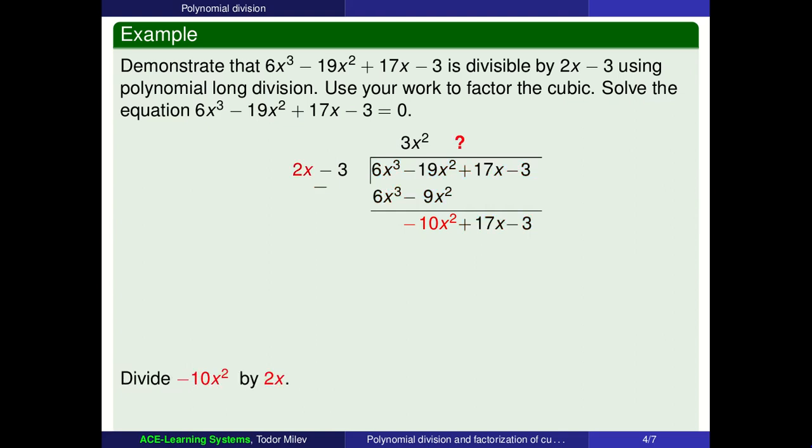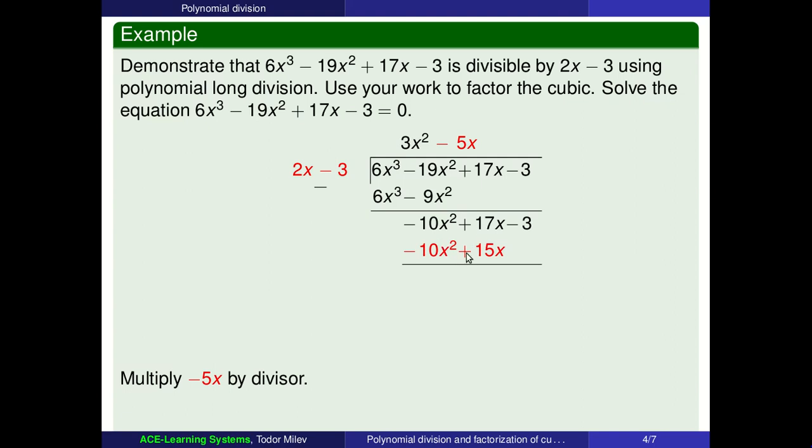Next, we got our intermediate dividend, minus 10x squared plus 17x minus 3. We identify the highest order term in the intermediate dividend, that is minus 10x squared, and we divide it by the highest order term in the divisor. Minus 10x squared divided by 2x equals negative 5x. Next, multiply negative 5x by 2x minus 3. The result is minus 10x squared plus 15x.